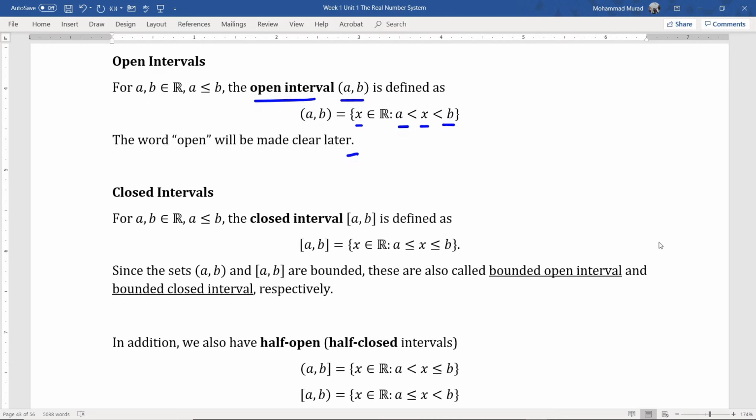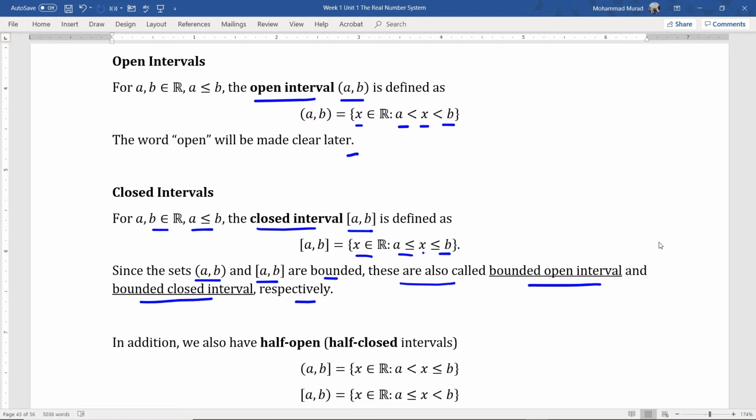Closed intervals. For a and b real numbers with a smaller or equal to b, the closed interval denoted by this symbol is defined as the set of all real numbers x such that x is larger or equal to a but smaller or equal to b. Since the sets are bounded, these are called the bounded open interval and the bounded closed interval, respectively.